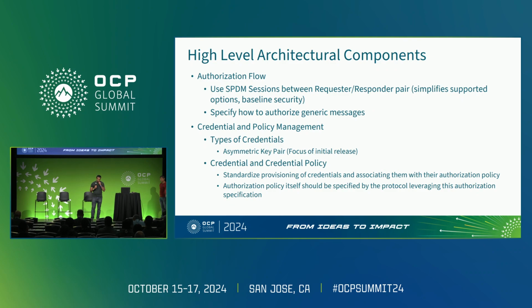And for the first version of the spec, we focus on asymmetric key pairs. The idea is that the public key would live on the authorization target, that's some device on a platform, for example. And then the private key could be on some other device, like a platform root of trust or off-machine entity like an HSM. In the future, we might have other types of credentials that we add to the specification.